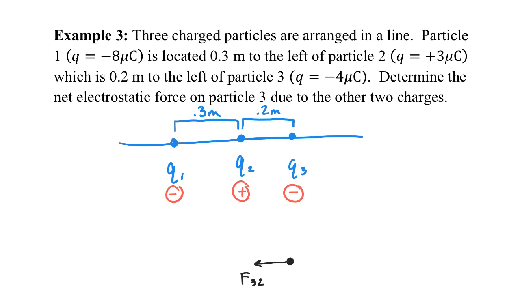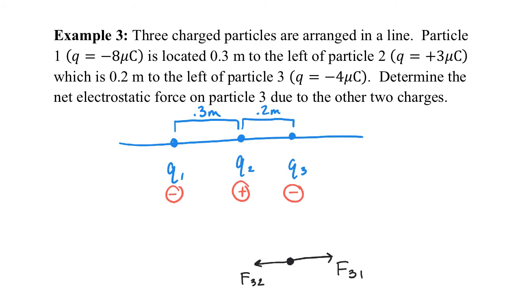So what I have here are opposing forces. This was acting on particle 3 from particle 2. This is acting on particle 3 from particle 1. Fiona: Why wouldn't particle 1 be attracted to particle 2? It would.